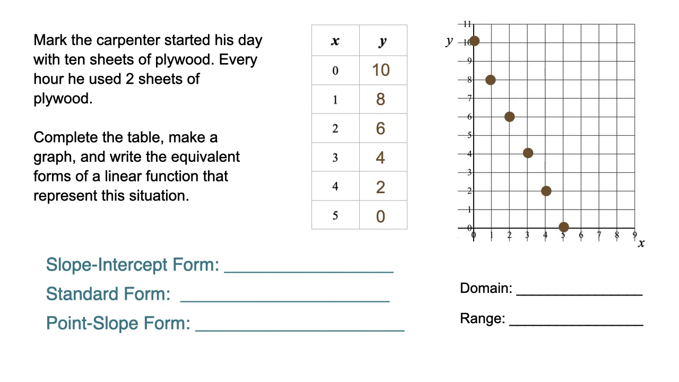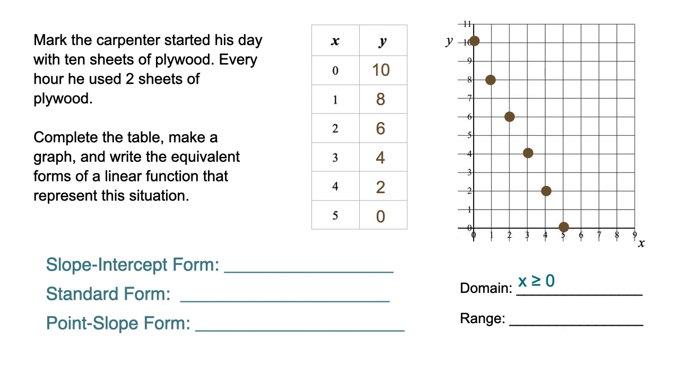Let's think about the domain of this function. What are the allowable x values? Well, in this context, x is the number of hours Mark has worked. It doesn't make sense for Mark to work negative hours, so the domain is x is greater than or equal to 0. The range are the allowable y values.